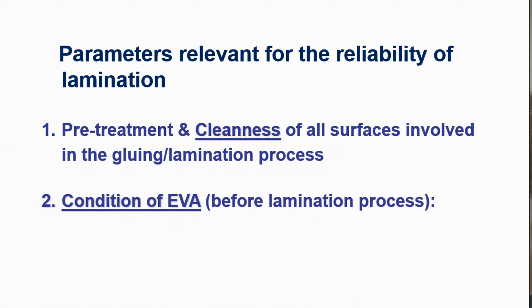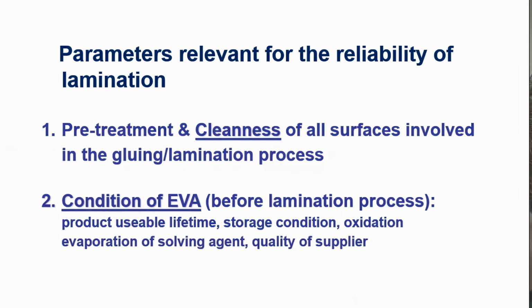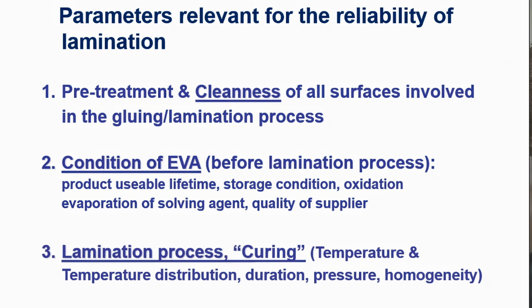The condition of the EVA prior to the lamination process is really relevant, because the usable lifetime may be gone, or storage conditions could be very bad, or some oxidation already occurred on that material. This could lead, for example, to some evaporation of the solvent agent, and so they already appear to be laminated before lamination actually. And also there could be quality issues at the supplier already.